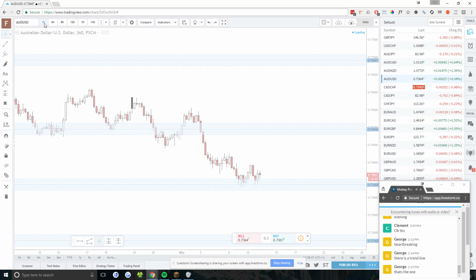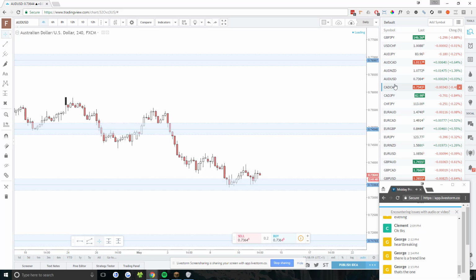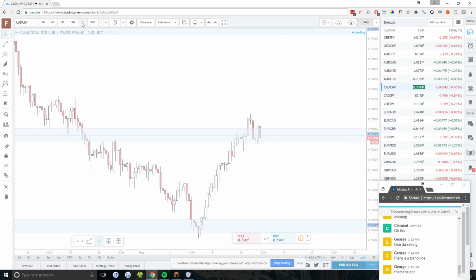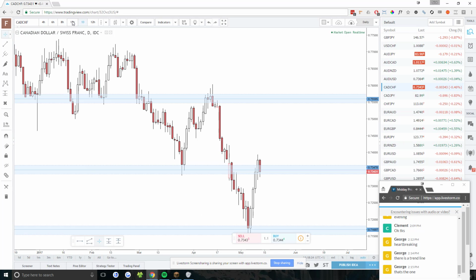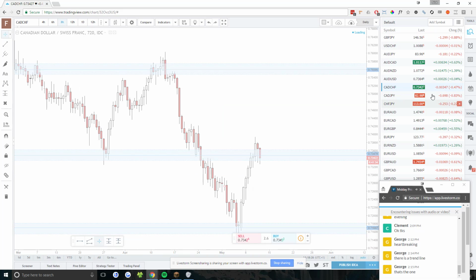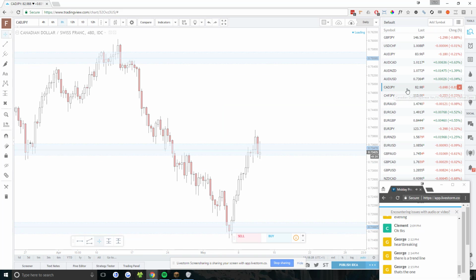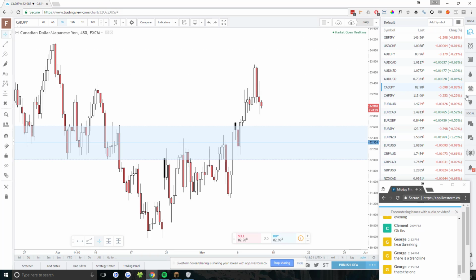Sitting on support, kind of bouncing away, but not really doing much. CAD CHF. I don't even know why I have this pair open. I don't trade CAD CHF. I don't trade CHF JPY.